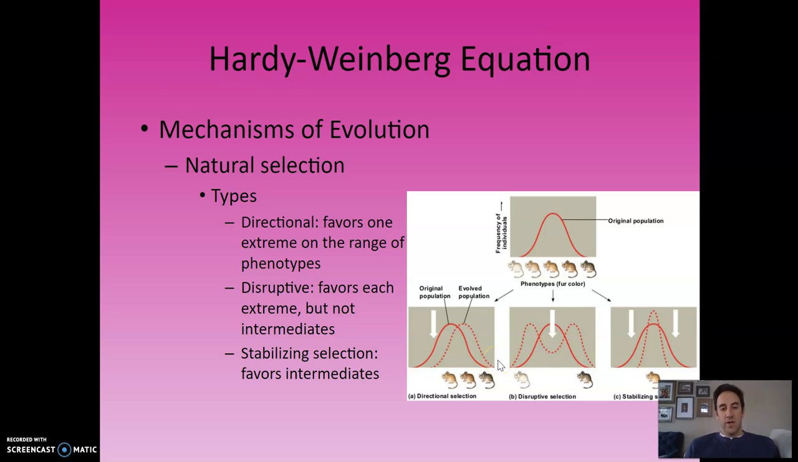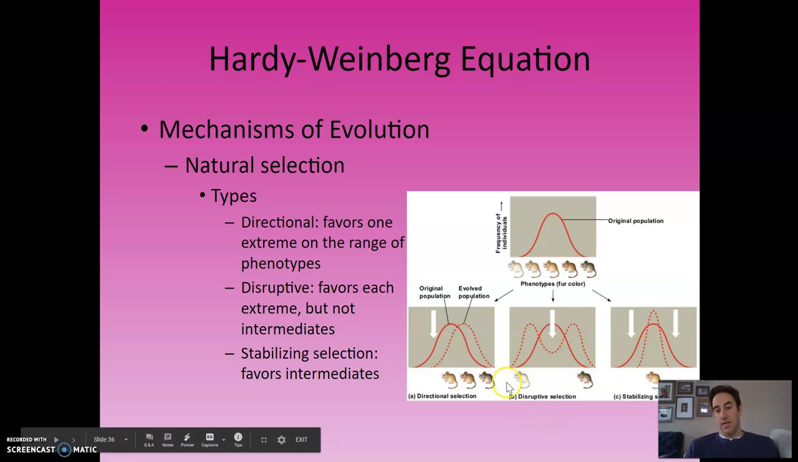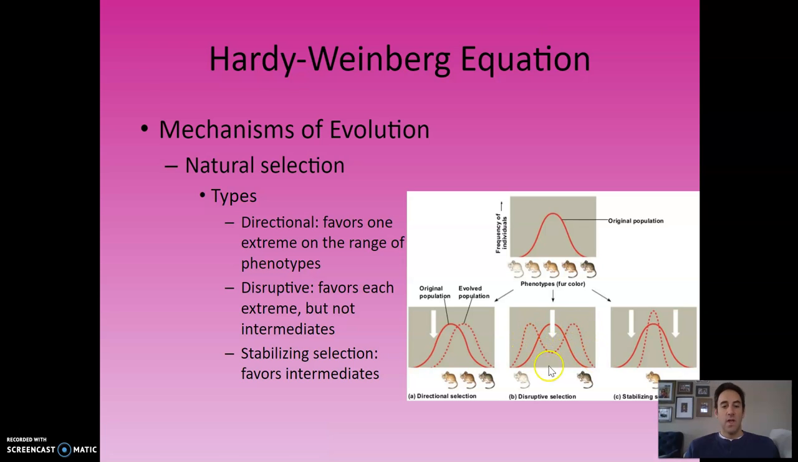Disruptive is where we favor the extremes, but not the intermediate. So maybe there's some really light colored rocks and some really dark colored rocks, but not so many of the intermediate colored rocks. Well, that's going to be disruptive. So we're going to select for the very light colors and the very dark colors.